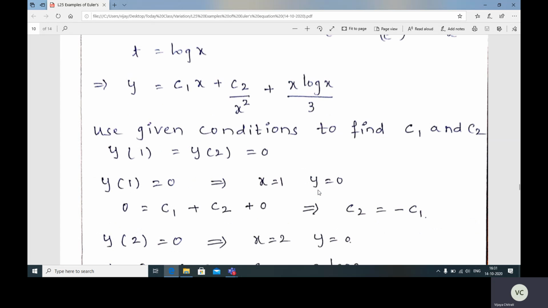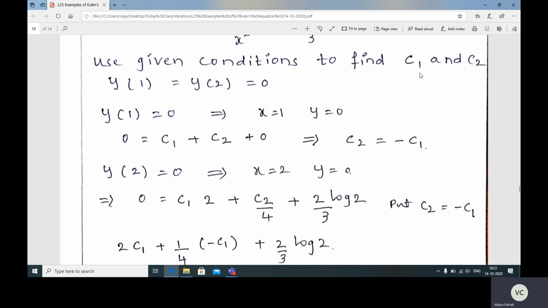Now use the conditions to find the arbitrary constants c1 and c2. So y of 1 and y of 2 are both equal to 0. y of 1 is 0 and y of 2 is also 0. So y of 1 is equal to 0 means at x is equal to 1, y is 0. So substitute. We'll get 0 is equal to c1 plus c2. So this gives c2 is equal to minus c1. Now substitute y of 2 is equal to 0, which means at x equal to 2, y is 0.